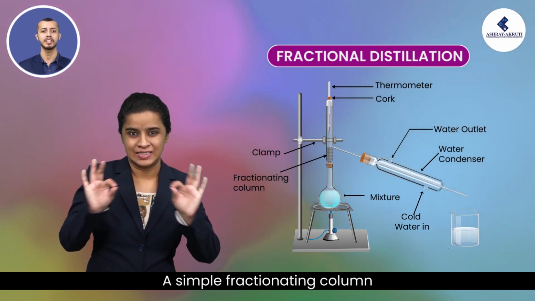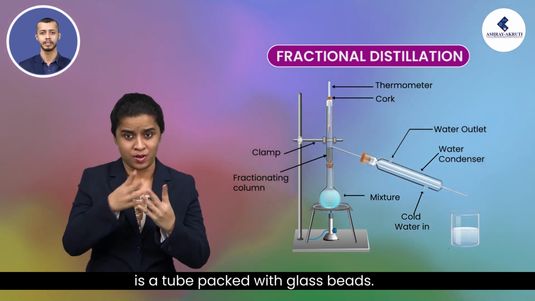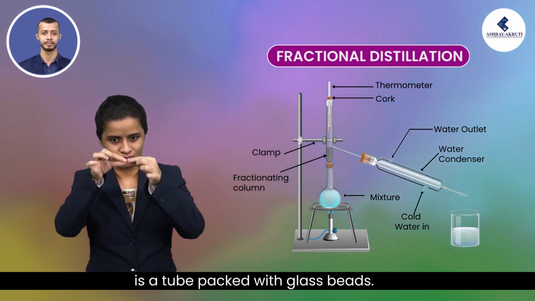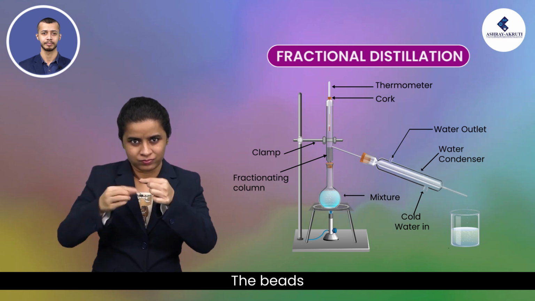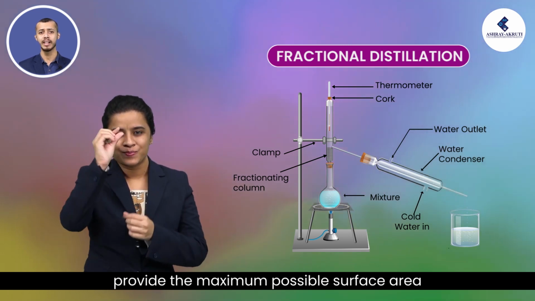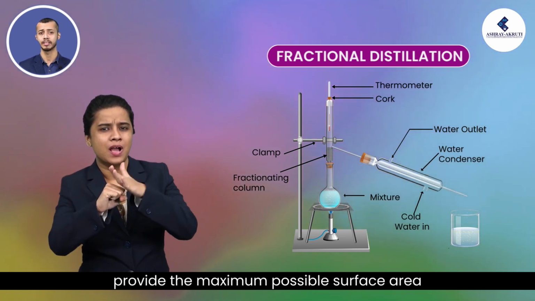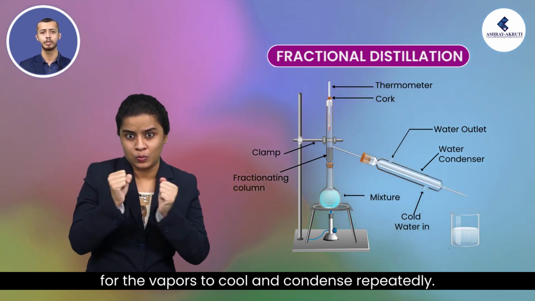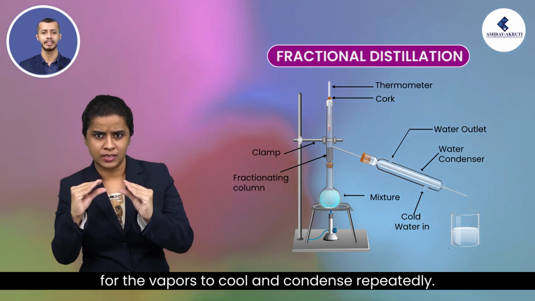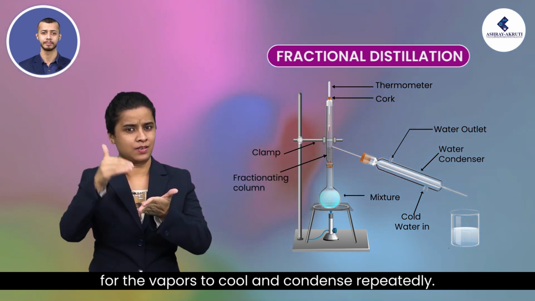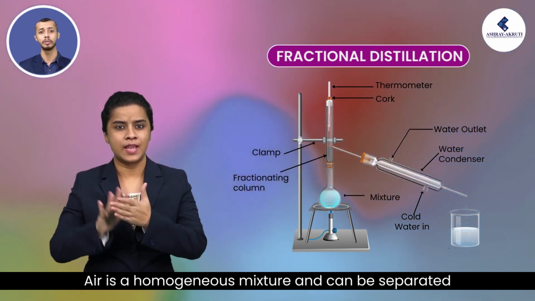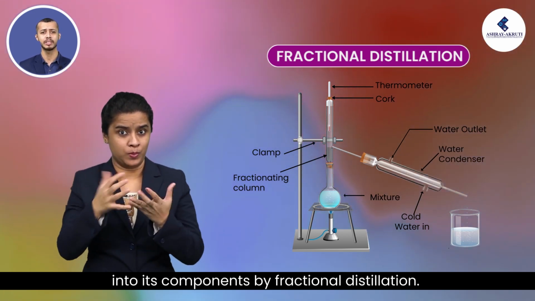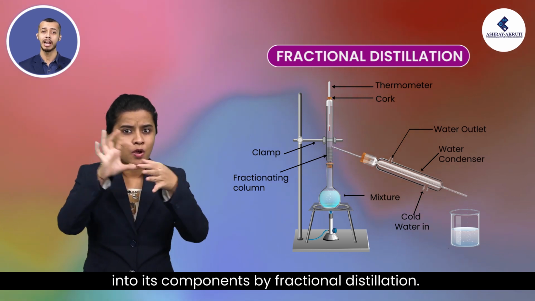A simple fractionating column is a tube packed with glass beads. The beads provide the maximum possible surface area for the vapors to cool and condense repeatedly. Air is a homogeneous mixture and can be separated into its components by fractional distillation.